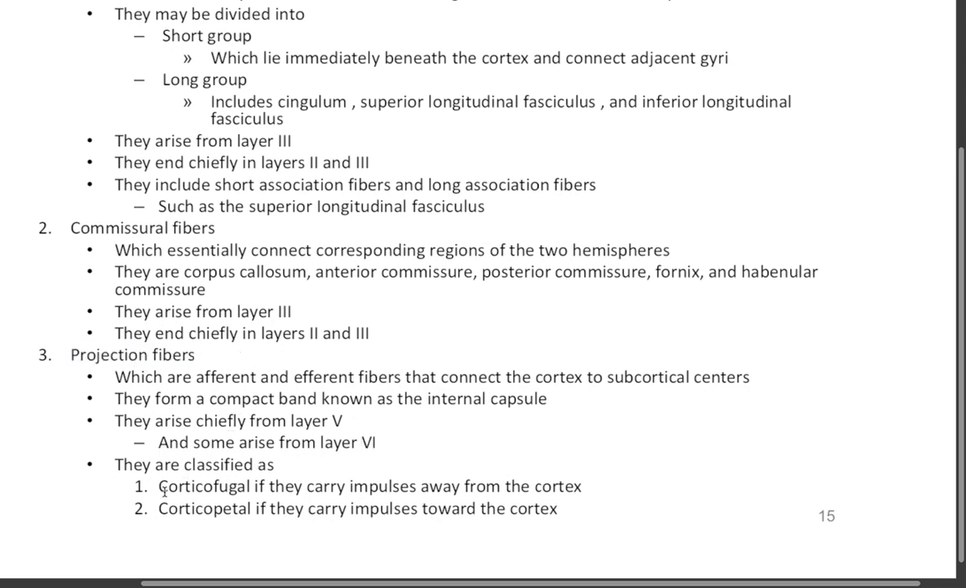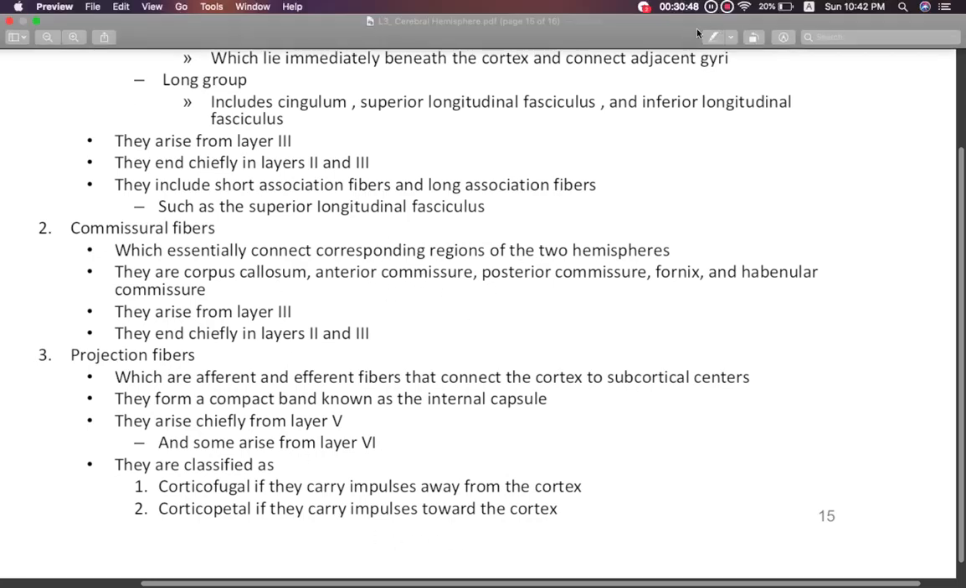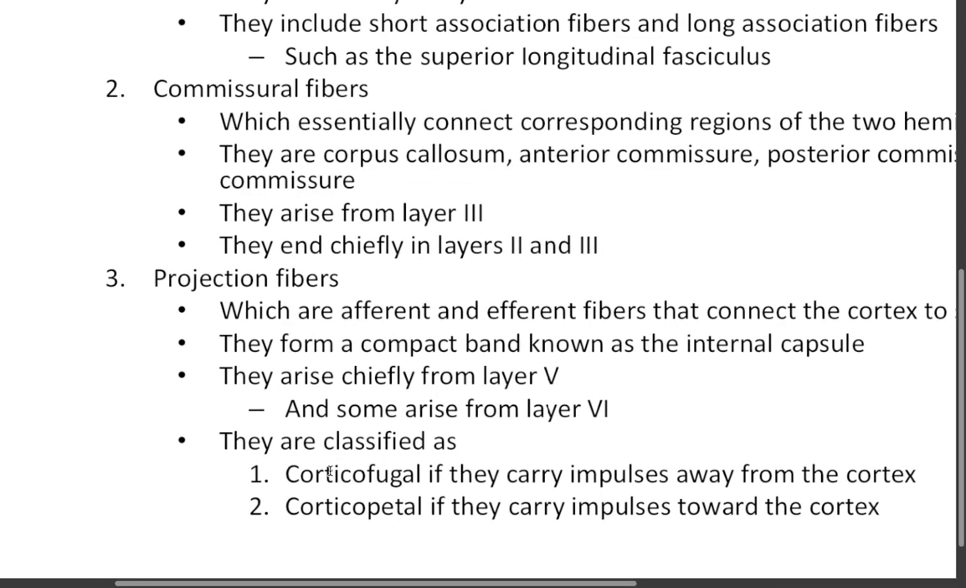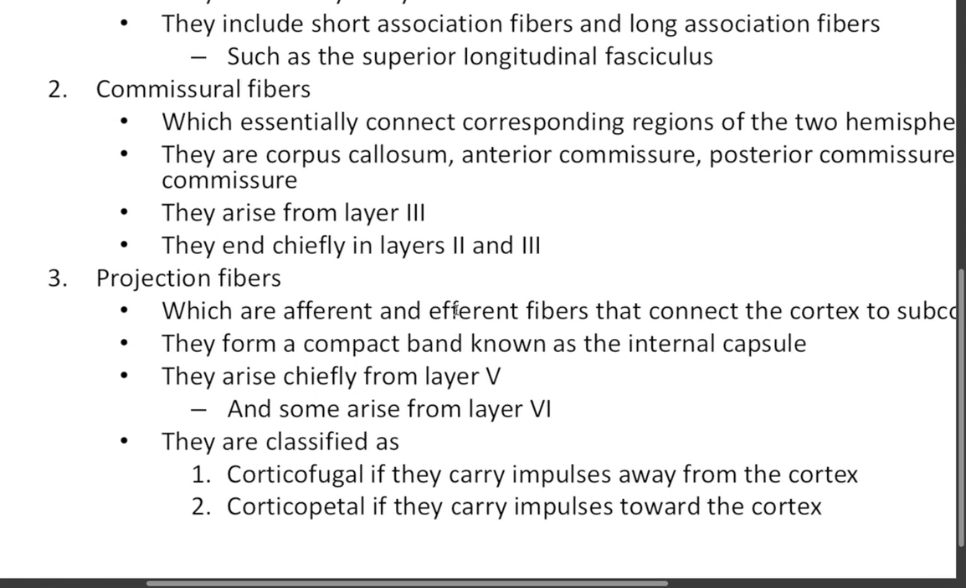They are classified as corticofugal if they carry impulses away from the cortex. Efferent corticofugal, away from the cortex. Corticopetal if they carry impulses toward the cortex from the thalamus going to the fourth layer, extending in there to form the afferent pathway. Just a little information: they arise chiefly from layer 5 and 6. In these two sentences, I am talking about the efferent pathway, okay, because the afferent arises from the fourth layer.